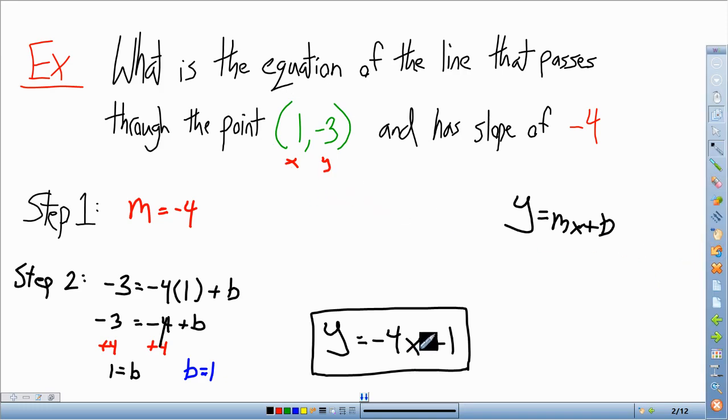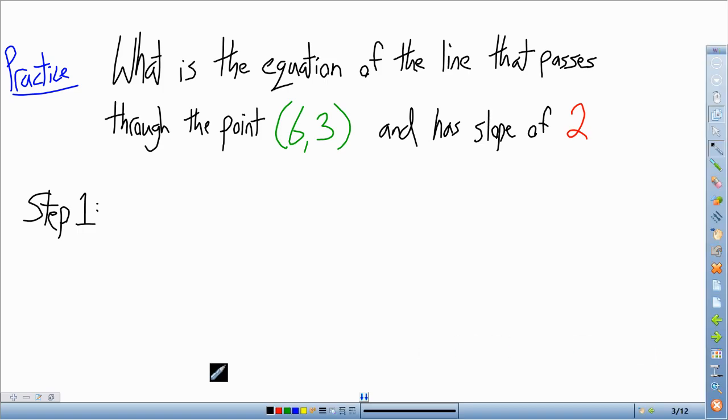I'm going to have you try one of these on your own, and then we'll get into some others that are giving us even less information. On this problem, go ahead and do the same process here. First point out what the slope is, and then plug this information into slope-intercept form. You're going to need to solve for the y-intercept, and after that, you can write your equation. Give it a try.